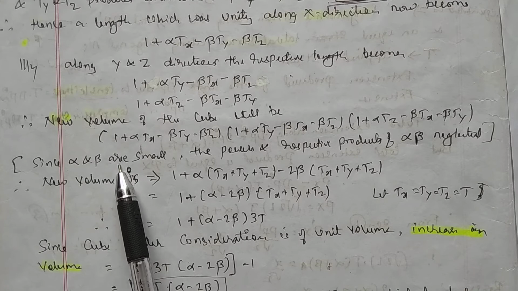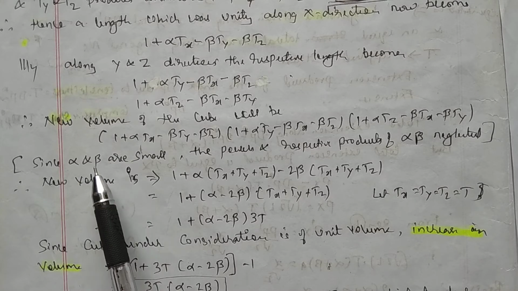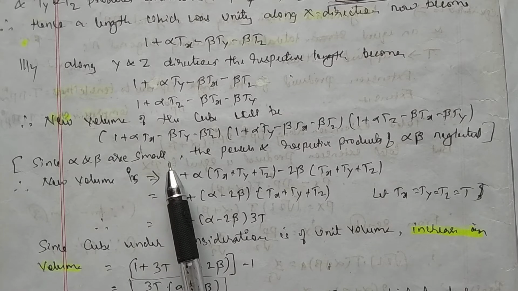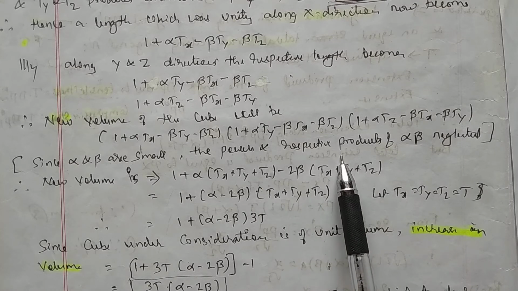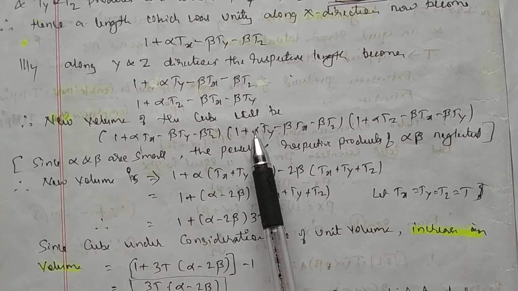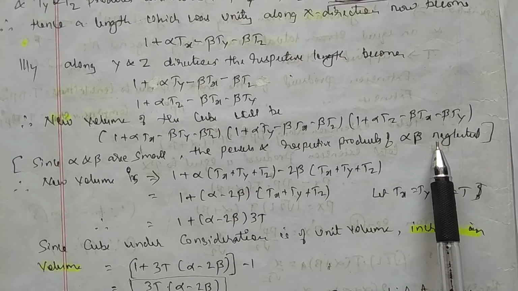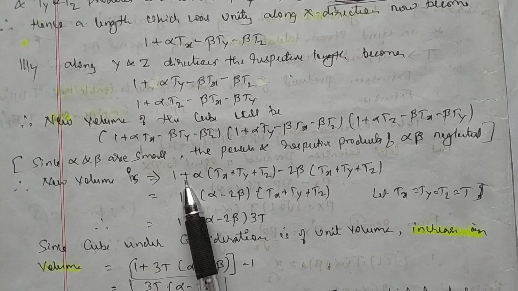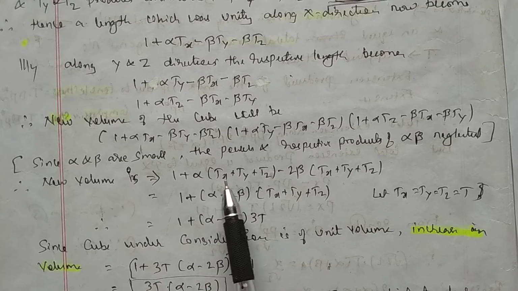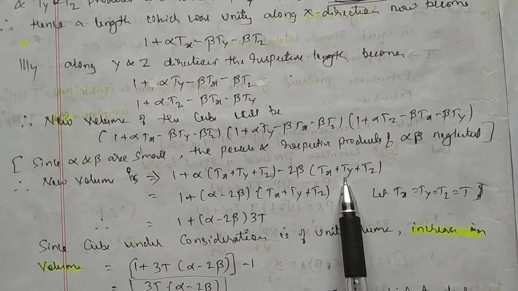Whenever the outward stress is applied, the elongation or the contraction is very small. Therefore, alpha and beta are small, and their powers and their products are neglected during this multiplication, for simplicity. Therefore, the new volume will be 1 plus alpha into (Tx plus Ty plus Tz) minus 2 beta into (Tx plus Ty plus Tz).